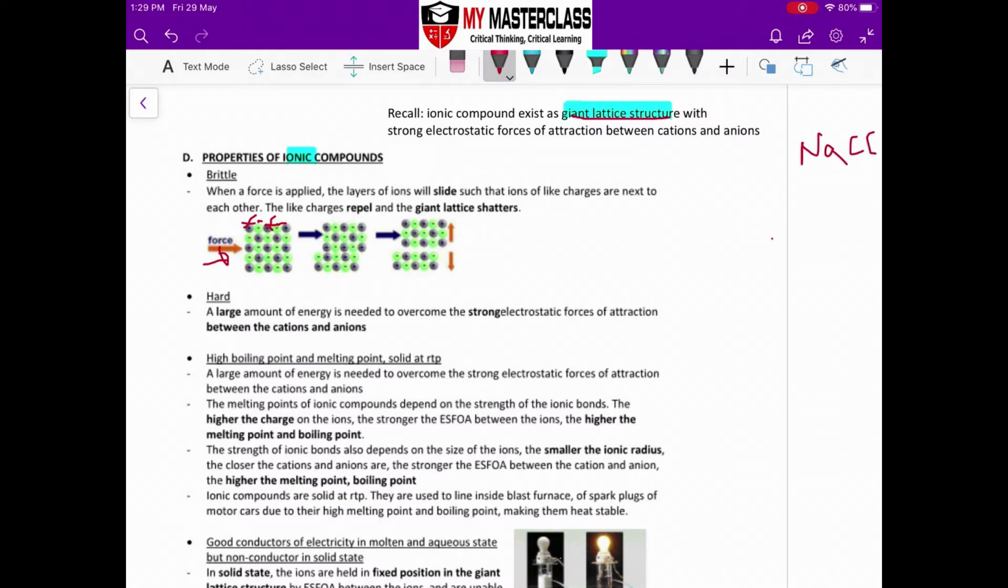This is called the giant lattice structure or the giant crystal lattice. There are also strong electrostatic forces of attraction between the cations and the anions. In this case, my cation is the sodium ion, Na+, and my anion is the chloride ion, Cl-. As long as there's attraction between charged particles, the plus and the minus, we call it strong electrostatic force of attraction. Moving forward, I'm going to abbreviate this as ESFOA.